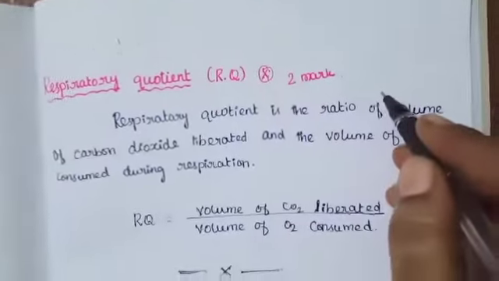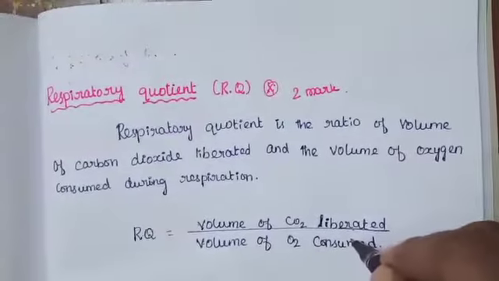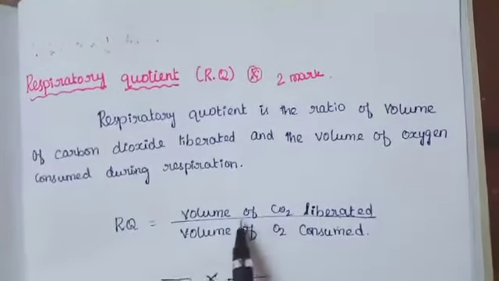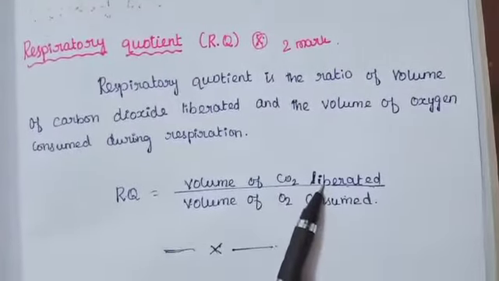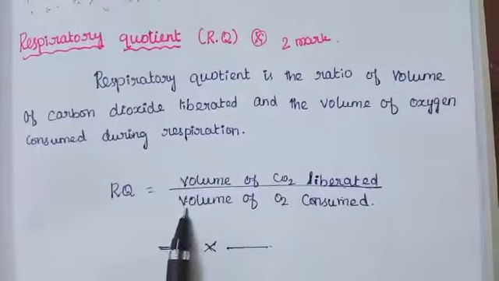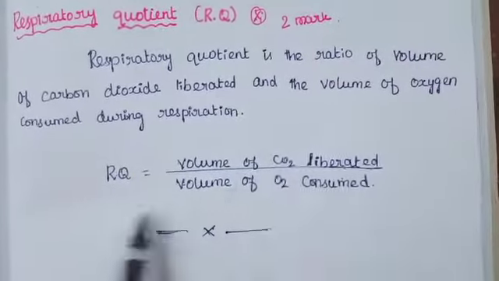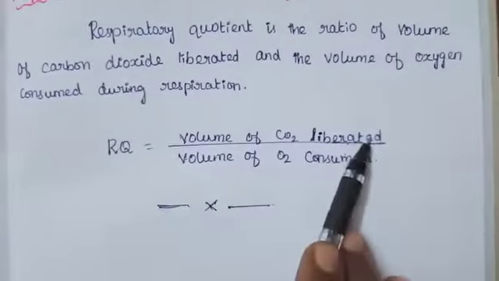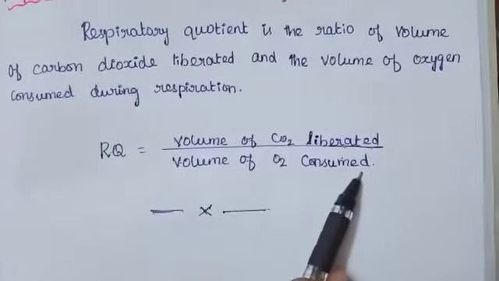Next, respiratory quotient. This is a very important 2-mark question. Also this formula. What is respiratory quotient? The ratio of the volume of carbon dioxide liberated to the volume of oxygen consumed during respiration. RQ means respiratory quotient: volume of CO2 liberated divided by volume of O2 consumed.